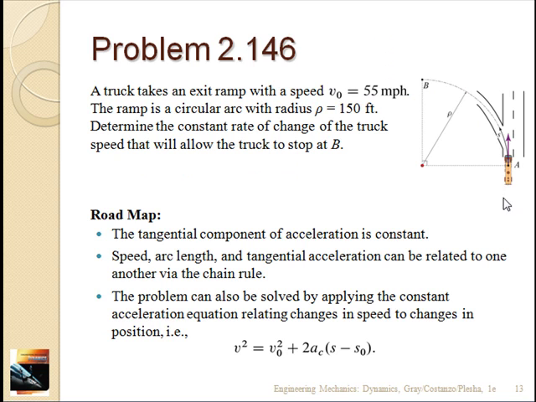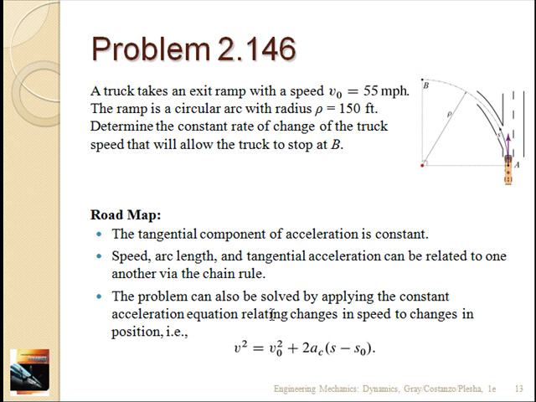All right, one more. Suppose there's a truck on a highway and it's getting on an off ramp, and the off ramp is circular, so it's going to travel around this circle. It's moving at 55 miles an hour to start. The ramp is a circular arc with a radius of 150 feet, right? So the radius of curvature of this arc is 150 feet, and it's a circle. Then what's the constant rate of change of the truck's speed that will allow it to just stop at B? That is, having gone through 90 degrees of the circle.